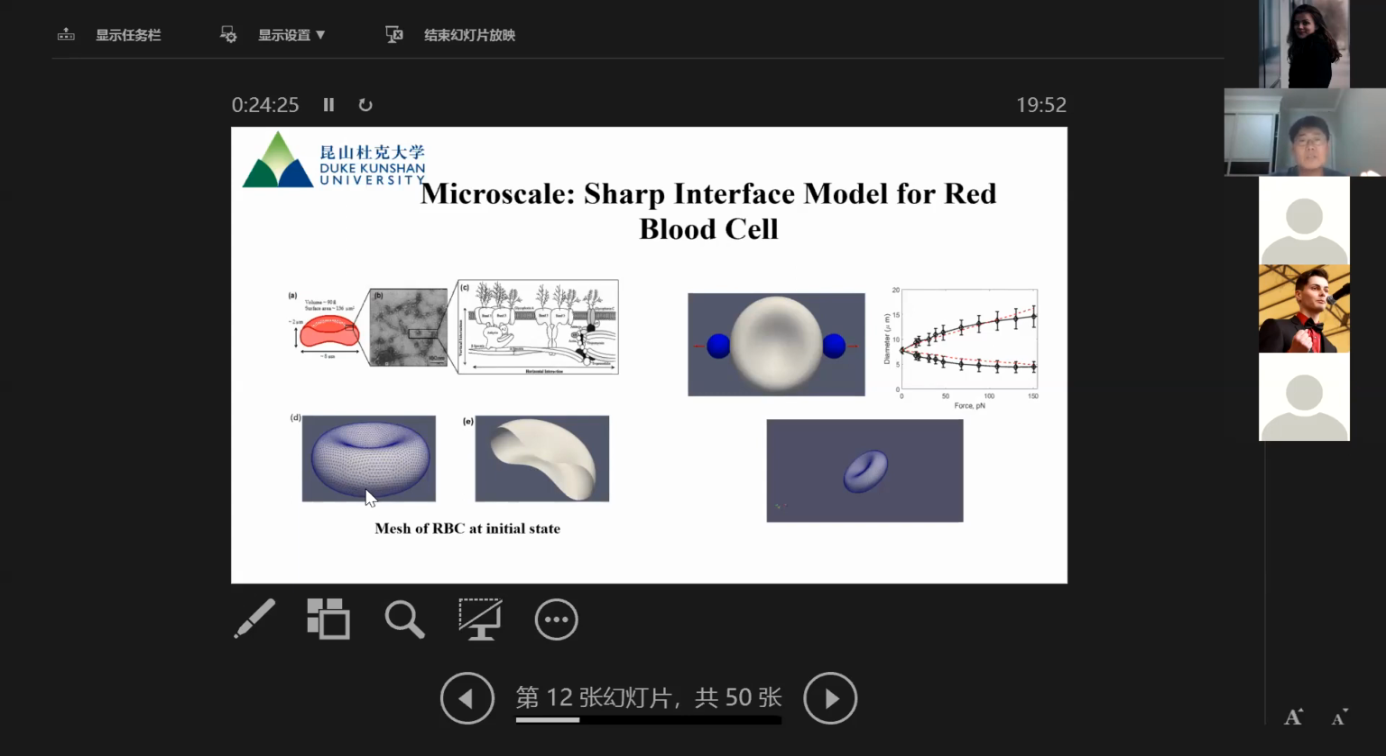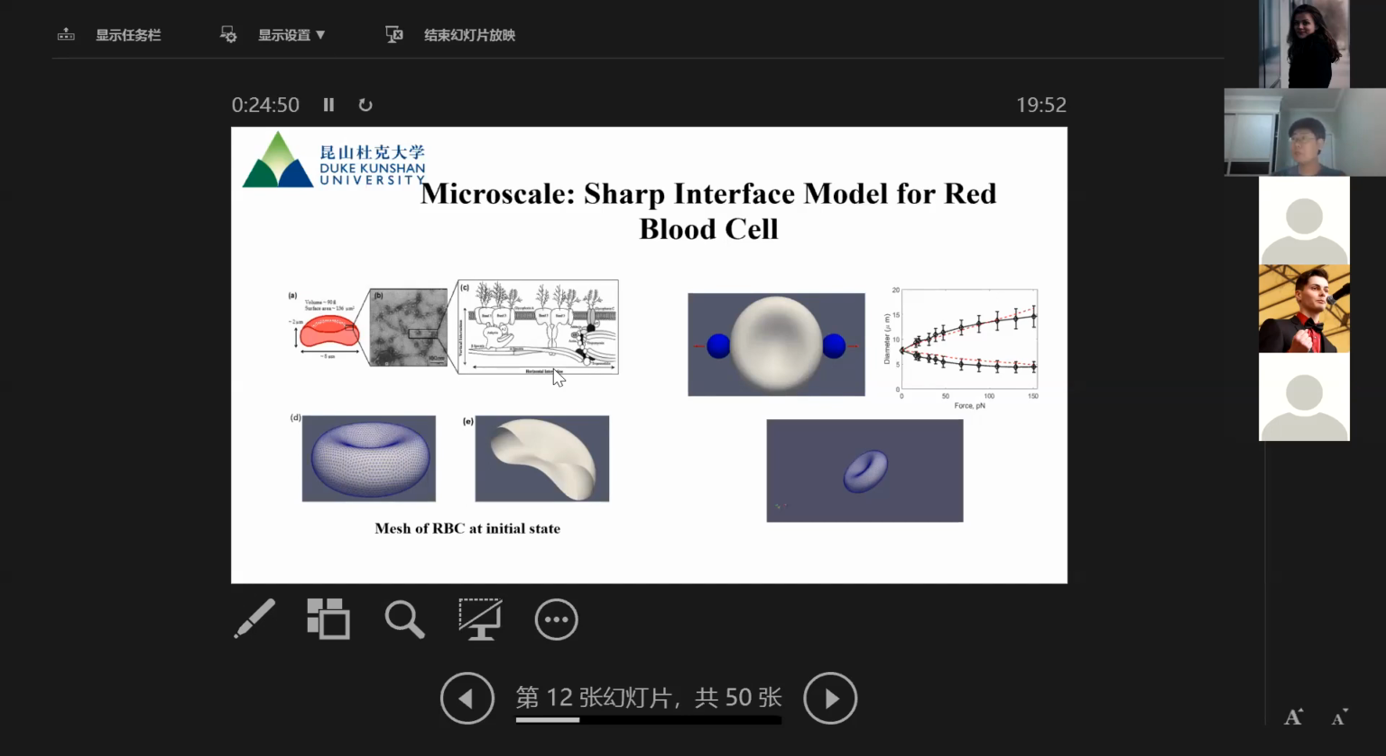The red blood cell surface is represented by a triangle mesh of the surface, and under the cell membrane there is a cytoskeleton. The cytoskeleton is modeled by a network of interconnected viscoelastic springs. There are a lot of springs connected with each other to model the viscoelastic property of the cytoskeleton and the spectrin.